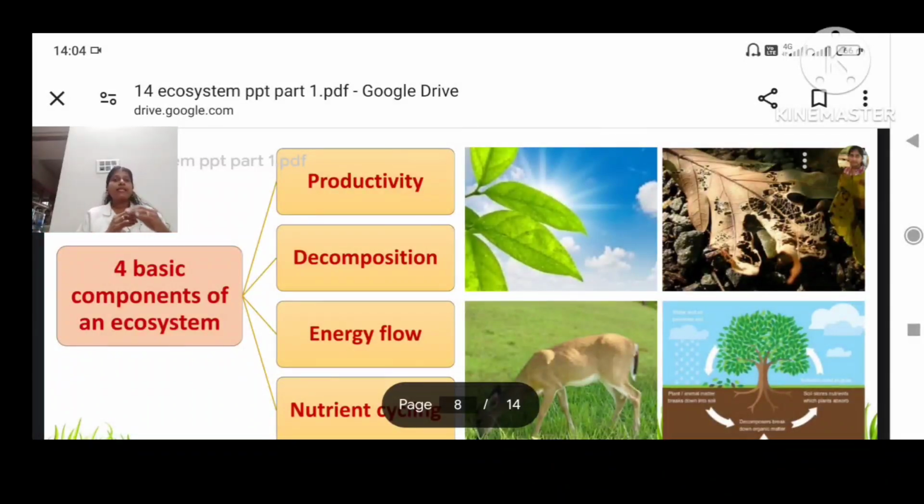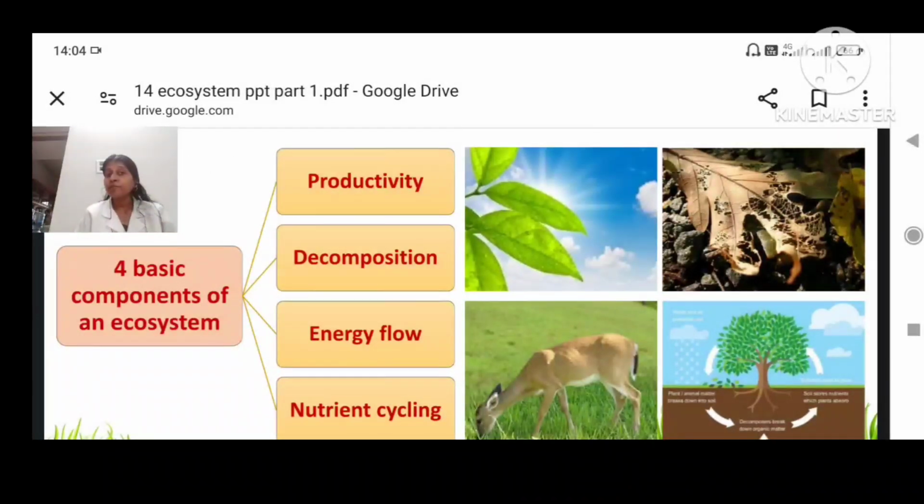Decomposing them, and at last, what is happening is that through decomposition they are helping in what? Nutrient cycling. All the nutrients, through decomposition, are converted into simpler forms, and the nutrients are given back to the soil, which can be taken again by the plants, and the production will again start, productivity will start again.